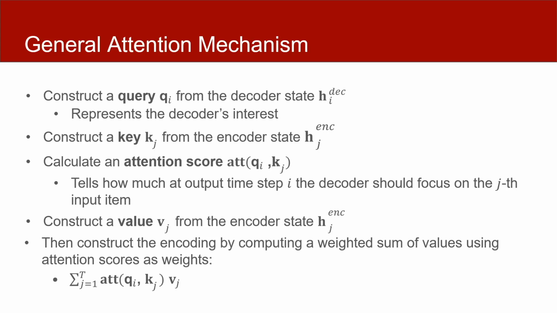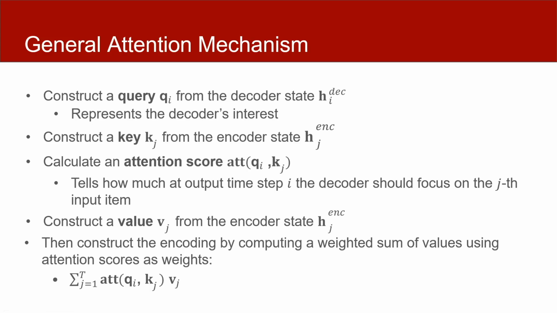And then we construct a value Vj from the encoder state Hj again. And then finally we construct the final encoding by computing the weighted sum of the values using the attention scores as weights.